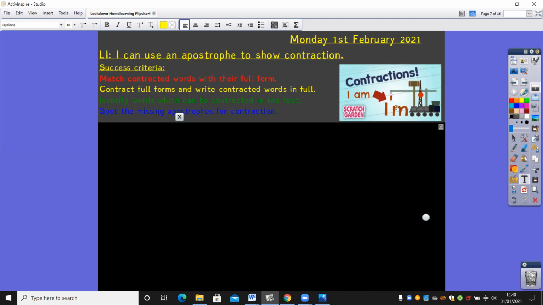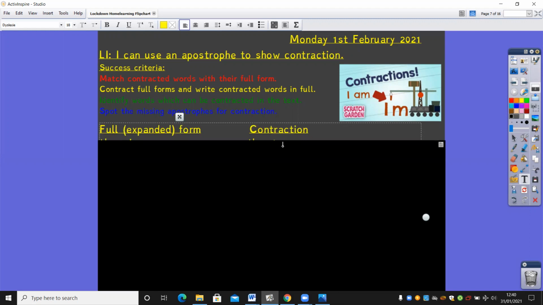That's right, they became squashed together, didn't they? Oh my goodness. And what's happened to one of the letters, children? That's right, letter A got squashed out completely. But we still need to show that there was a letter there. So what did we use instead, children? That's right, we use an apostrophe instead. So let's have a look at some examples.